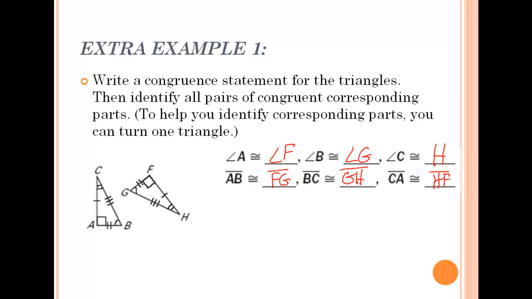And then we need to write a triangle congruence statement. So we'd say triangle ABC is congruent to triangle FGH. And we have to make sure again that A goes with F, B goes with G, and C goes with H, because those are our corresponding angles.